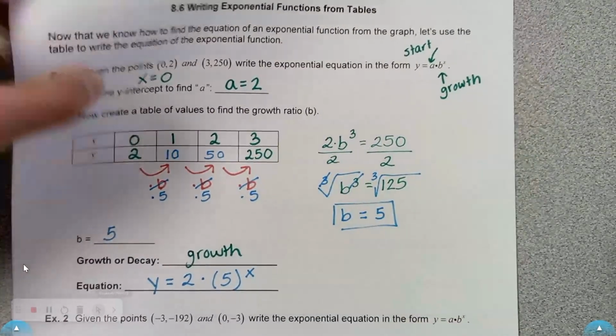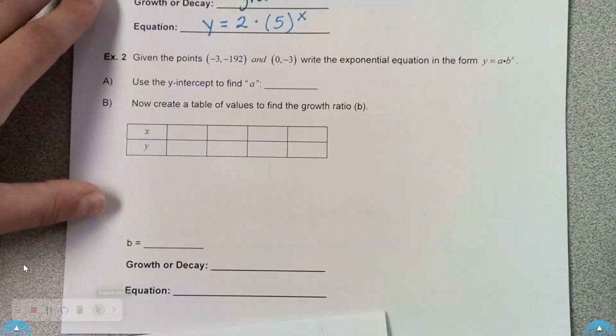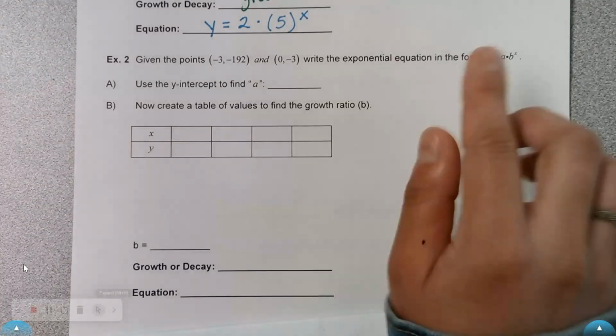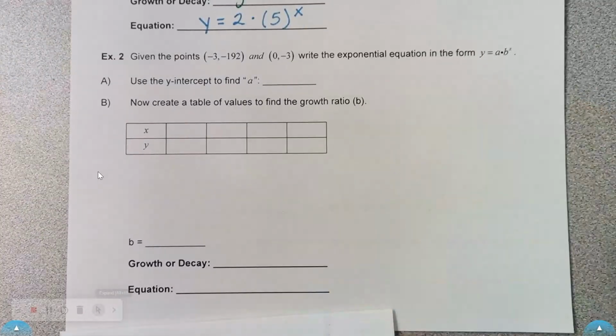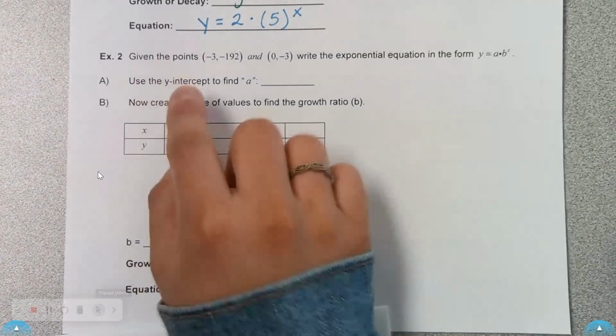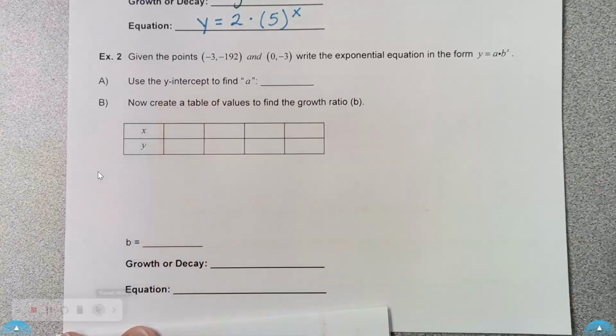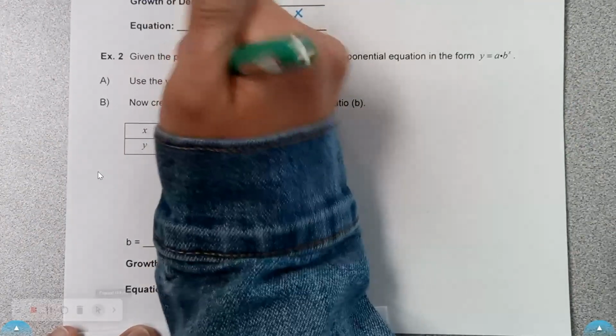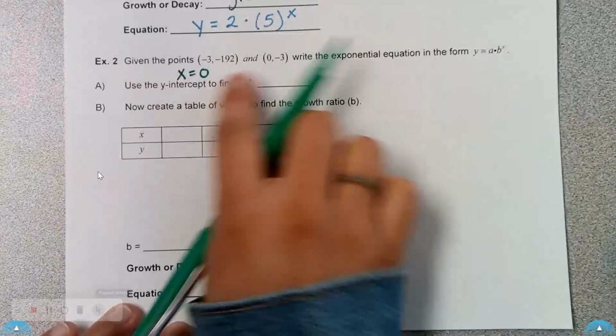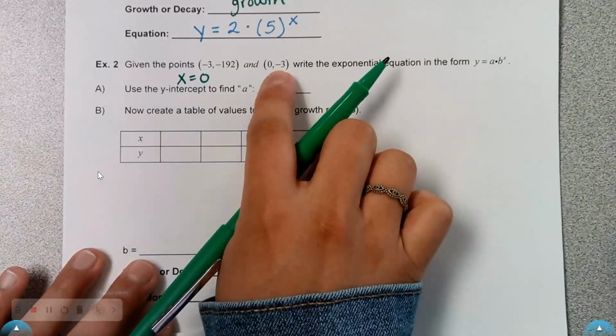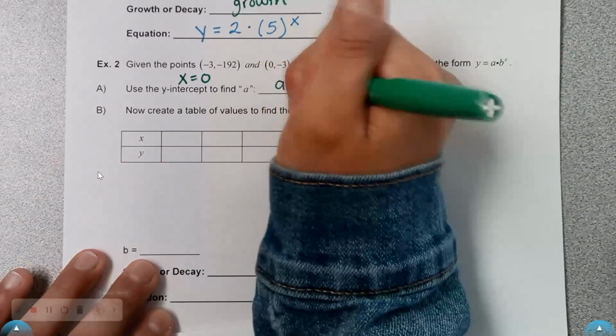Okay, let's move on to example 2. All right, same type of example, same type of process. So you're given 2 points, and we want to write it in y equals a times b to the x form. You want to think about what your y-intercept is, and remember that's where x equals 0. And so if I look at my 2 points, x is 0 here, so my a is negative 3.